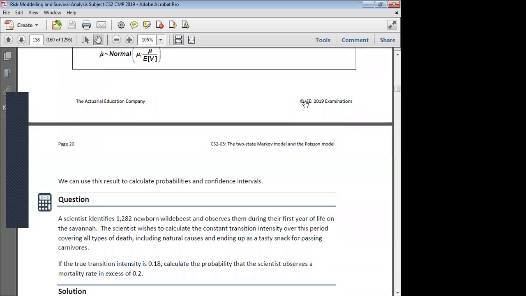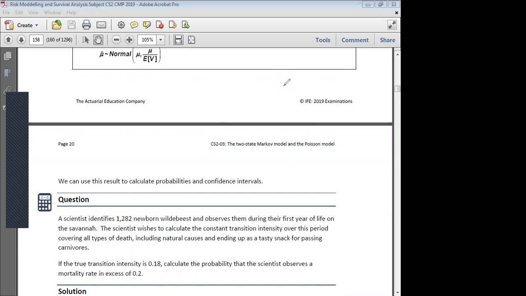Yes, ma'am. A scientist identifies 1,282 newborn wild beasts and observes them during their first year of life on the savanna. The scientist wishes to calculate the constant transition intensity over this period, covering all types of death, including natural causes, and ending up as a tasty snack for passing carnivores. If the true transition intensity is 0.18, calculate the probability that the scientist observes a mortality rate in excess of 0.2.